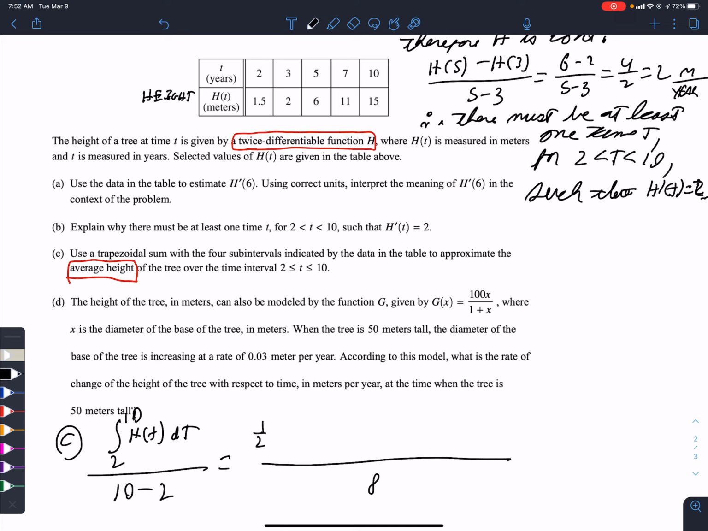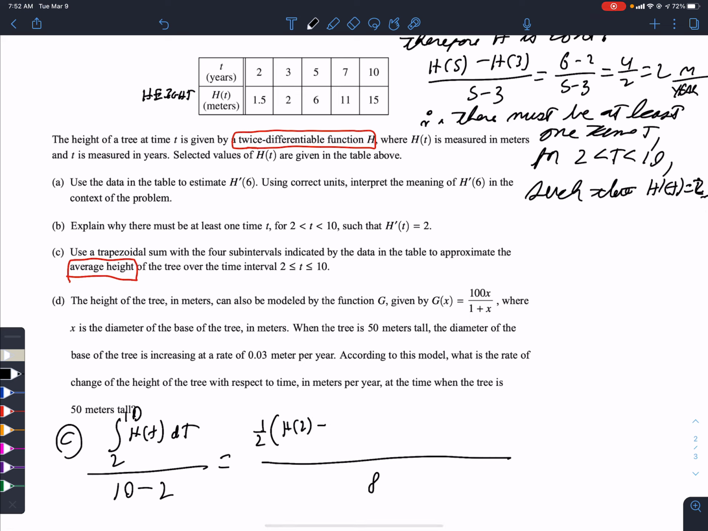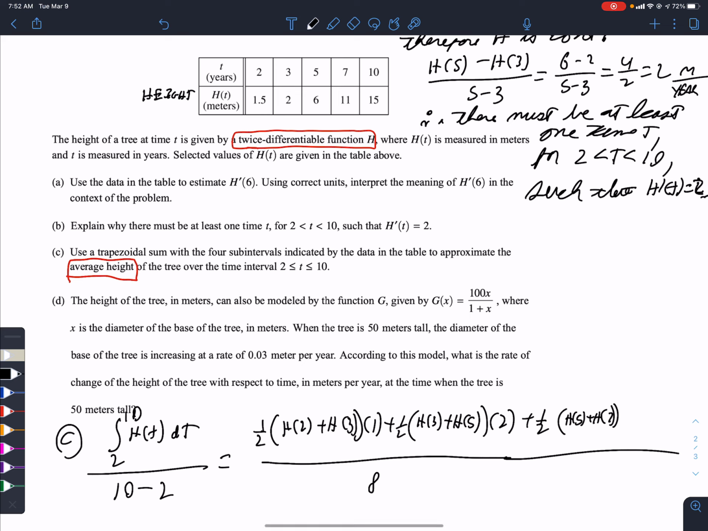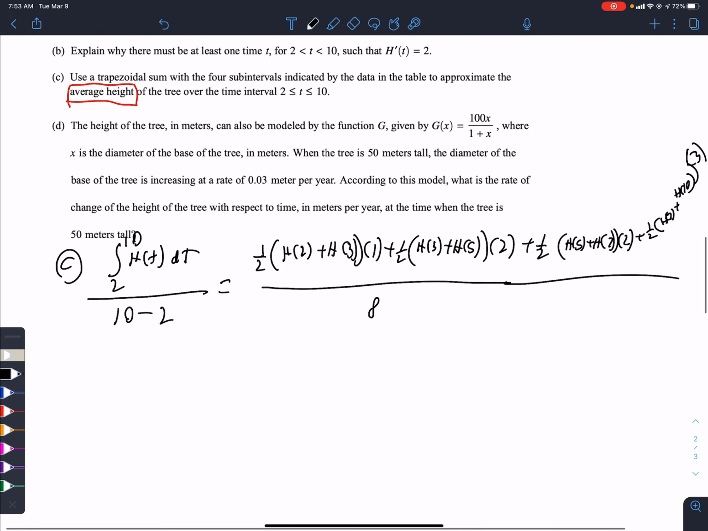So we're going to have 1/2. And is it from 2 to 10? Is it really that far? 4 subintervals. Wow, that's a lot of subintervals. So 1/2, the sum of the bases, which is h of 2 plus h of 3. And the width between those is 1. 1/2, the sum of the bases, which would be h of 3 plus h of 5, and the width between those is 2, plus 1/2 h of 5 plus h of 7, and the width between those is 2. Man, I'm going to run out of room again. 1/2 h of 7 and h of 10, and the width of that is 3. Hopefully y'all follow that. I'm out of room.